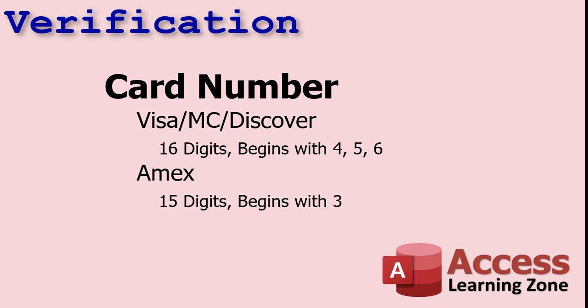So let's talk about verifying the card number. In your database, to check the card number, basically Visa, MasterCard, Discover is 16 digits long and it begins with a 4, 5, or 6. 4 is Visa, 5 is MasterCard, 6 is Discover, but they all have the same format, so it really doesn't matter which is which. American Express had to be different. They're 15 digits and they begin with a 3.